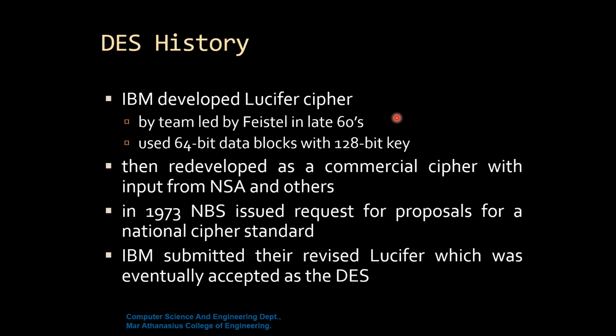IBM initially developed something called the Lucifer cipher, by a team led by Feistel in the late 60s. They used 64-bit data blocks with a 128-bit key. Later, a commercial version of the same was developed with inputs from NSA and others. In 1973, the National Bureau of Standards issued a request for proposal for a national cipher standard. Based on that, IBM submitted a revised Lucifer, which was then accepted as the Data Encryption Standard, or DES.